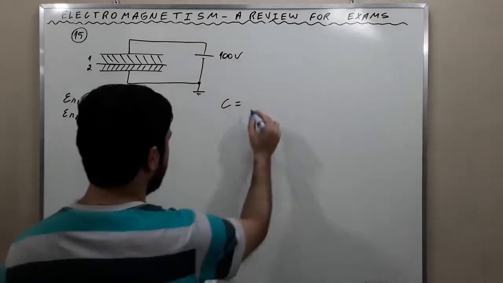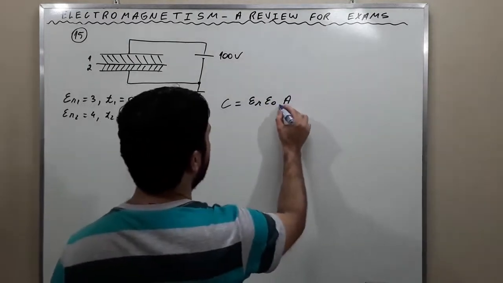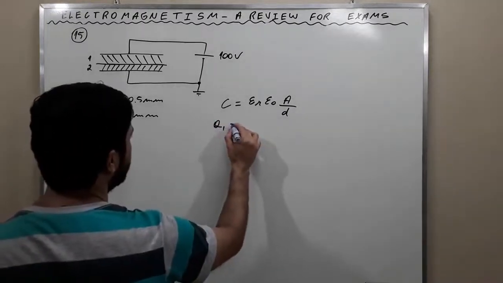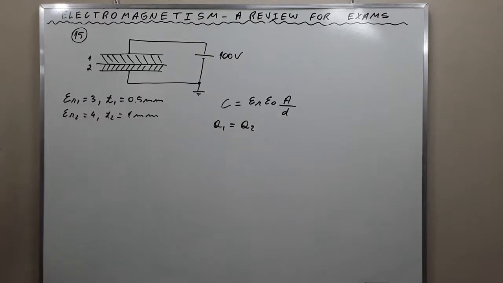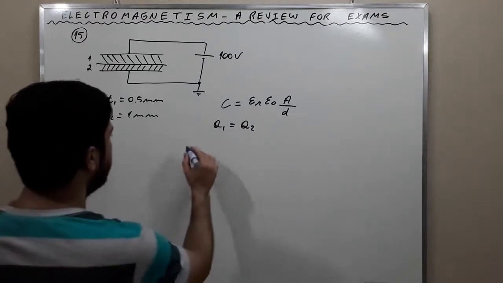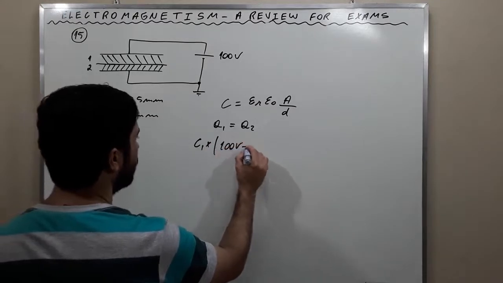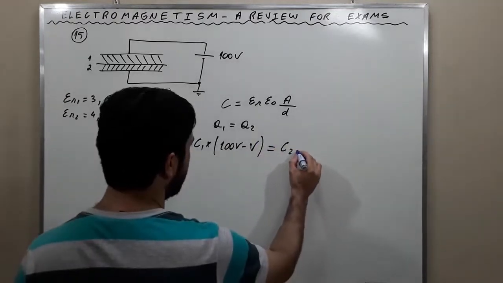C, the capacitance, is equal to the relative permittivity times the permittivity of free space times the area divided by the separation. Okay, and when capacitors are connected in series, charge will be evenly distributed on them, which means that Q1, the charge in dielectric 1, is equal to the charge in dielectric 2, okay? Which means that capacitance 1 times 100 volts minus V is equal to C2 times V.